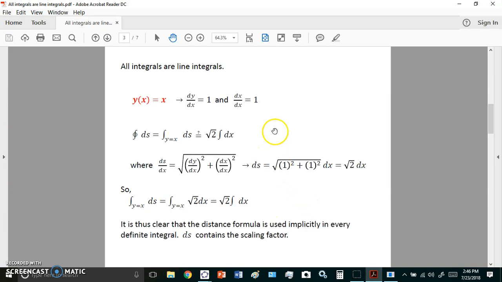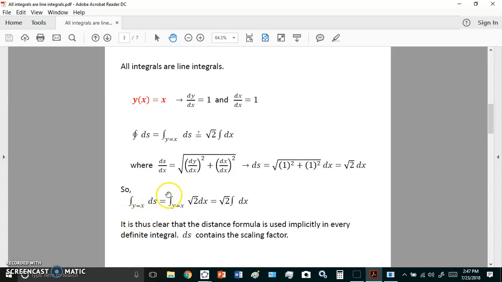So now, if we consider integrating along the line y of x is equal to x, then dy/dx is 1, and of course dx/dx is still 1, right? There is no difference with dx to dx, regardless of what the function is, or dy to dy. They're just equal to 1 if they're the same differential. And again, we want to see if that is equal to the square root of 2. Well, it is. Look, dy/dx is 1, dx/dx is 1, so it's the square root of 2 dx.